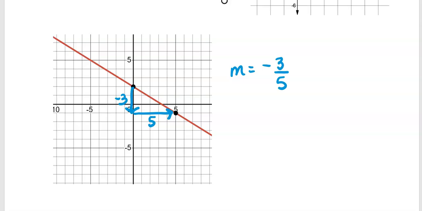You could also make your triangle in a different place, where you go rise up 3 units, but then when you go to the left, you would end up with a -5 there. So whether it's -3/5 or 3/-5, essentially a positive divided by a negative is going to give you a negative slope.